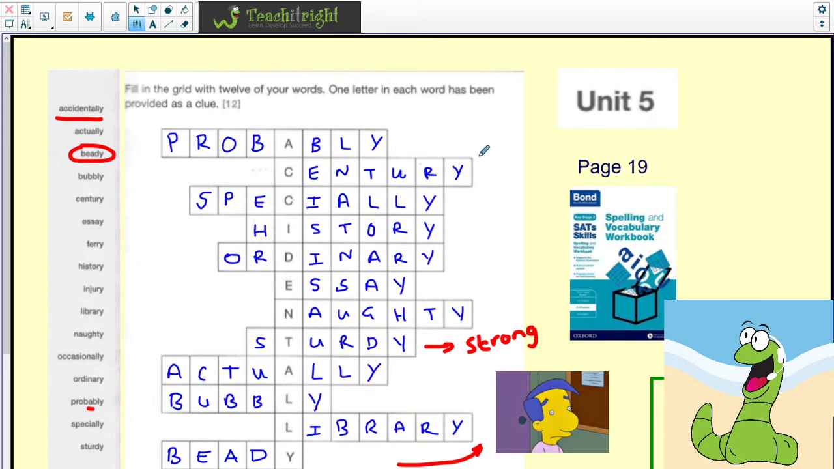Do we know, for example, century? How many years in a century? Well, there's 100 years in a century. I wonder if we know how many years in a decade.